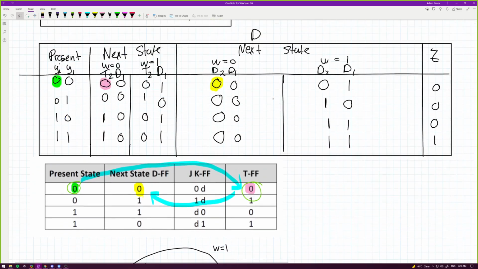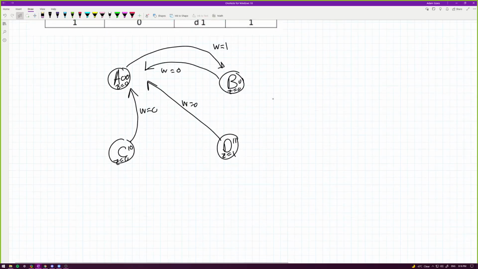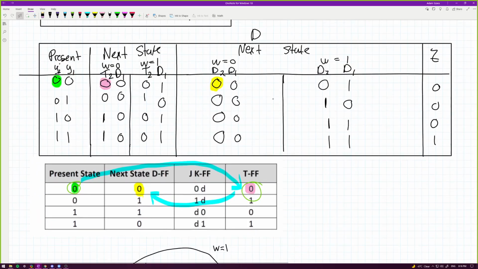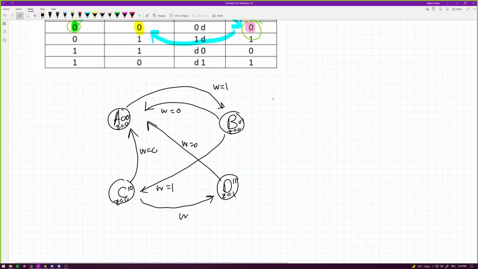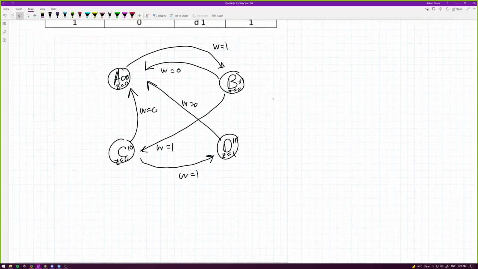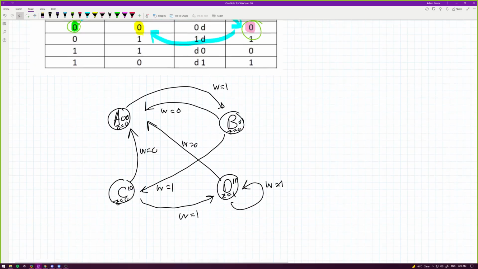If you are in state B and W equals 1, you go to 1, 0, which is state C. So you're going to go like that, W equals 1. Then if you are in state C and W equals 1, you go to state D. And if you are in state D and W equals 1, you stay in state D. And there's your state diagram. Okay, there we go.